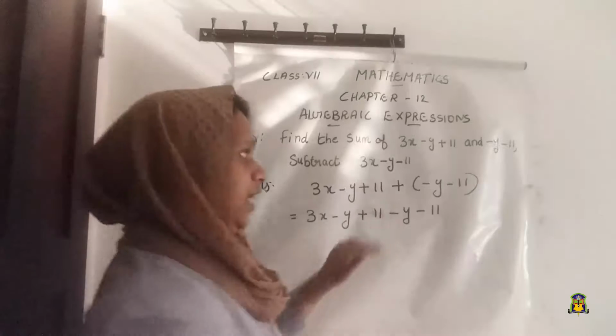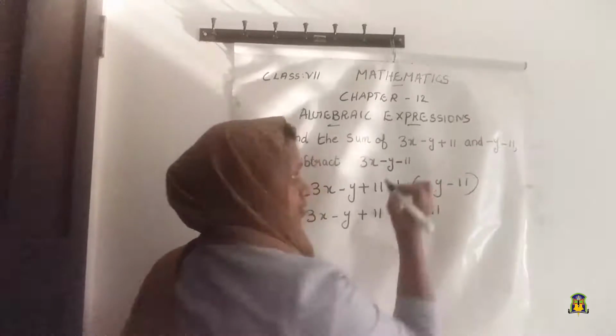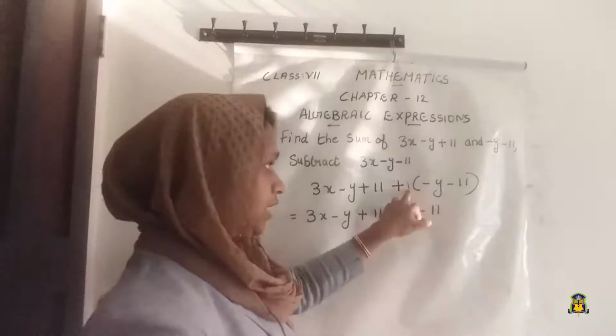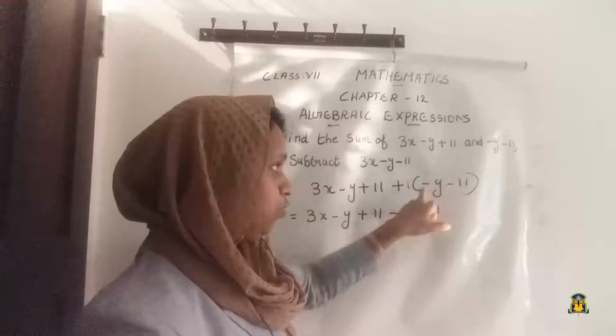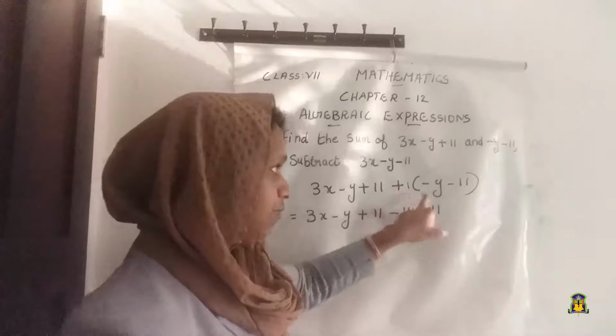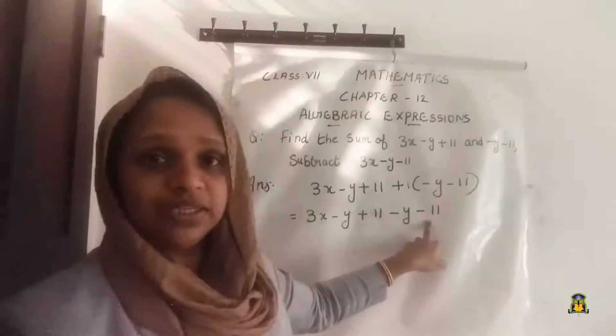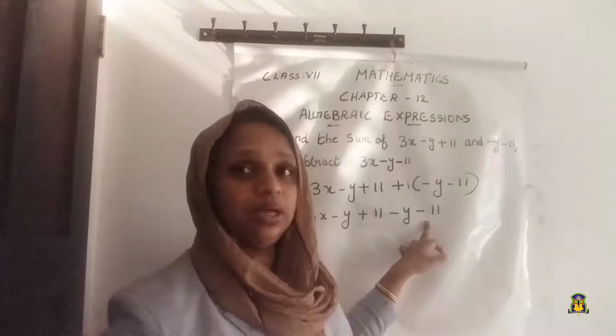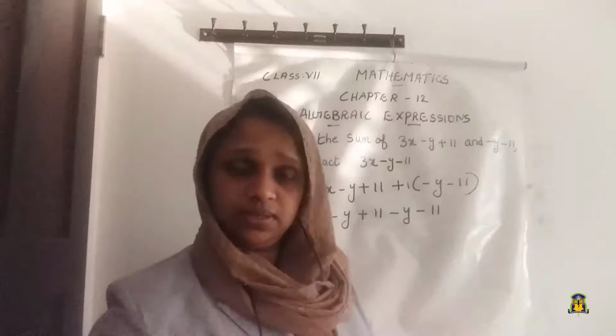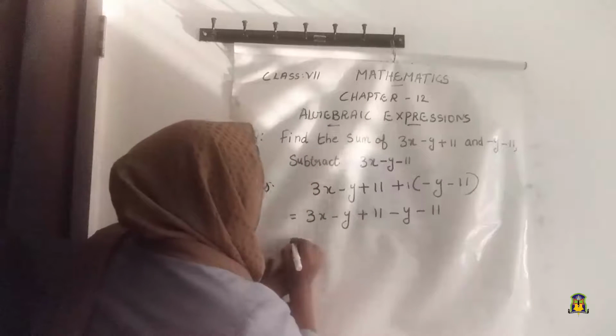Got it? Here actually if there is no number, it means it is 1 itself. So plus 1 into negative y, it is negative y. Again plus 1 into negative 11, it is negative 11. Then what is our next step? Yes, we want to club the like terms. All steps are similar.